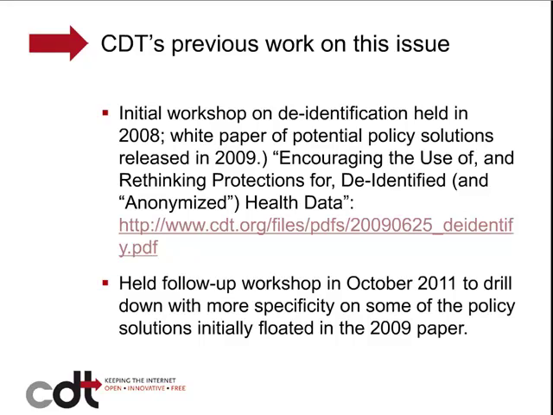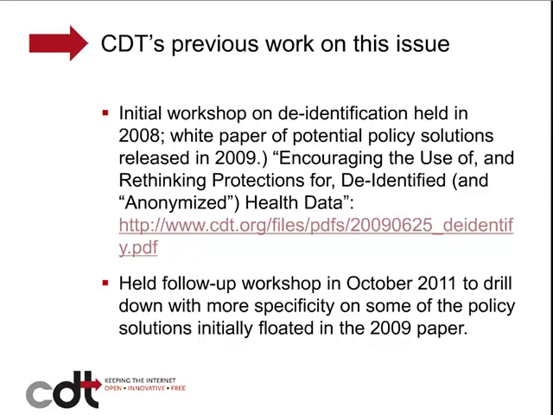And then, quite frankly, it was the Sorrell case and the heated debate around it that really motivated us to open up that set of policy proposals that we had initially floated back in 2009 and say, let's really start drilling down on some of these and find out which ones really have some merit and try to be more specific about what it is that we think is needed in this space. And that was the purpose of the follow-up workshop that we held in October. And here are the 4 areas that we really focused on in terms of potential policy solutions.